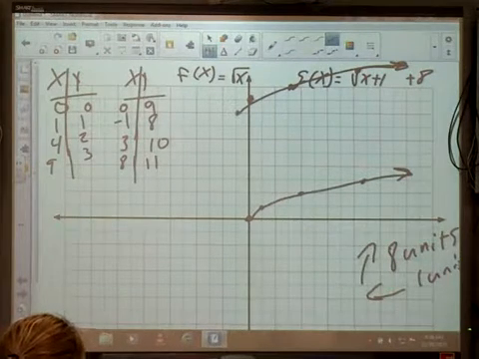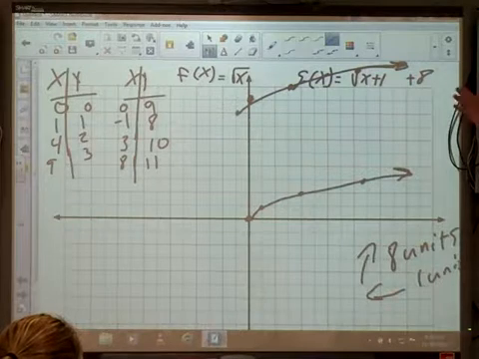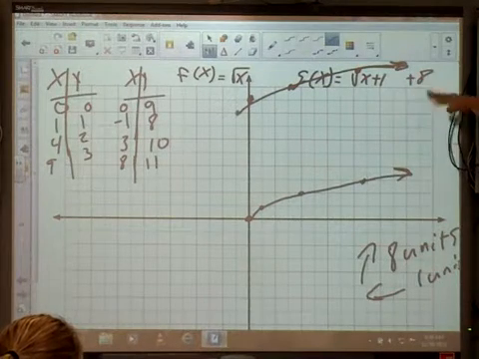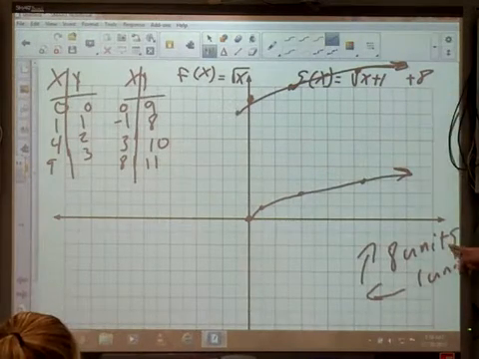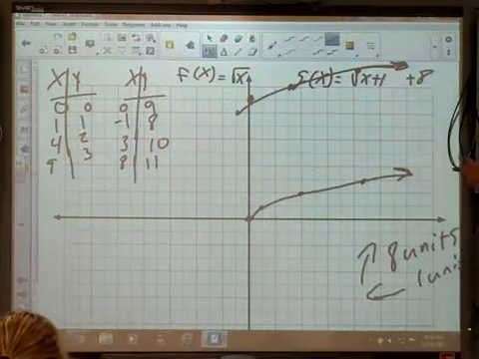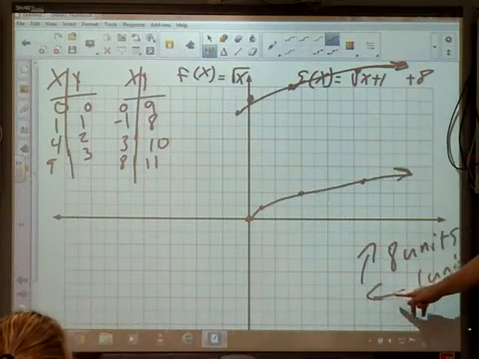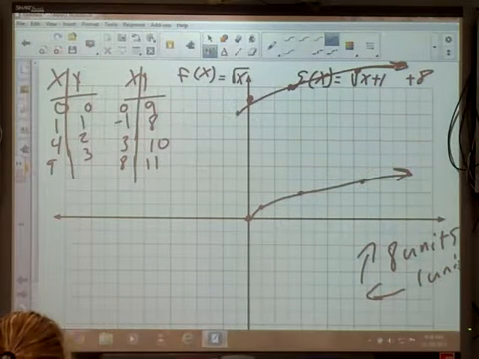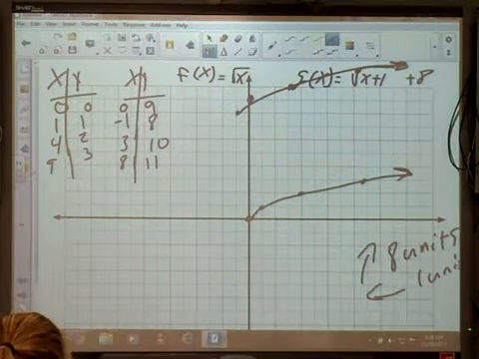Otherwise, just by the stuff that we've already learned about looking at our other graphs, whatever's stuck on the end, plus or minus, that's your up or down. So plus 8 was up 8. Whatever is in with the x is the opposite way. Opposite of plus 1 is left 1. Can you just read it like that instead of writing out all the stuff?